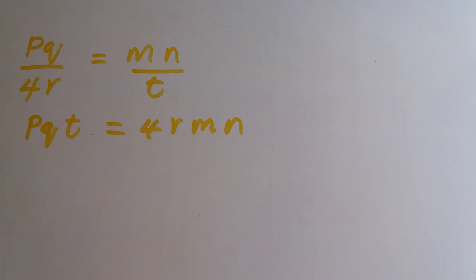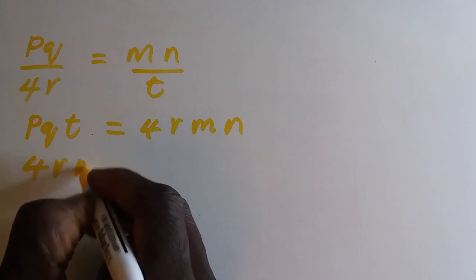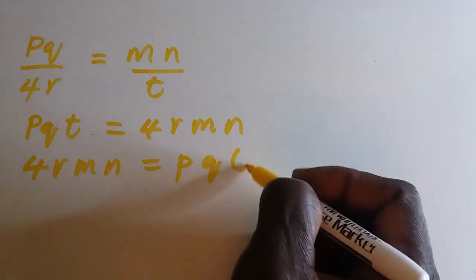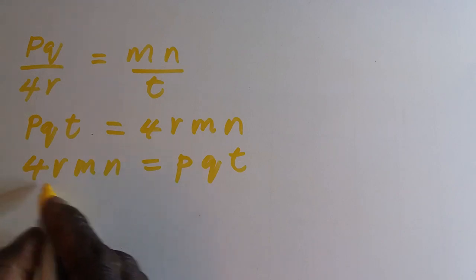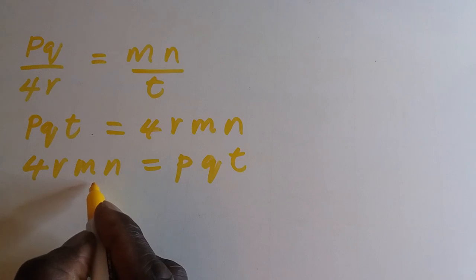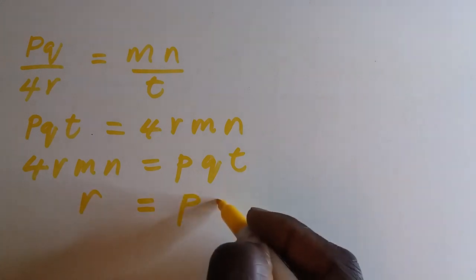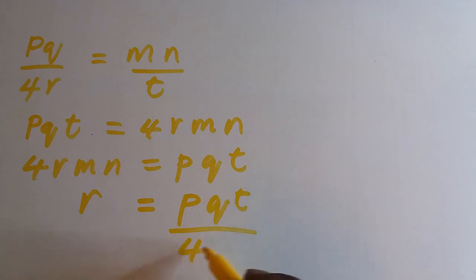Now let's swap sides to make it easy. We have 4RMN is equal to PQT. Now just to have R on its own, if we divide both sides by 4mn, then we'll just be left with R. So we'll do that. If we divide this side by 4mn, we have R, and then simply write PQT, and that's divided by 4mn.